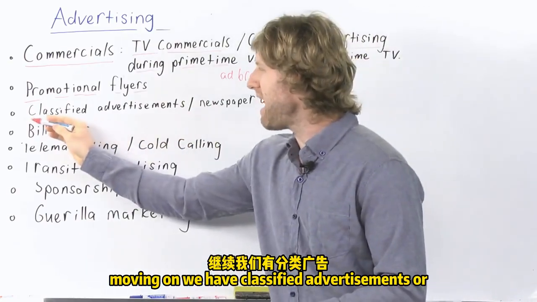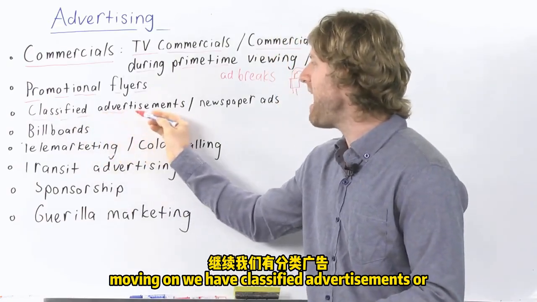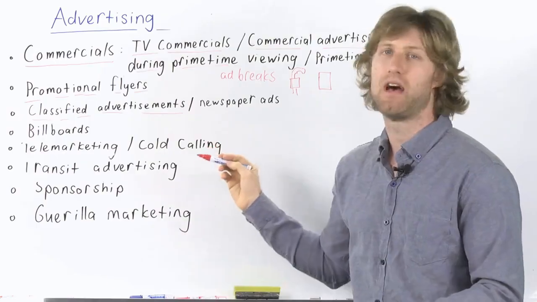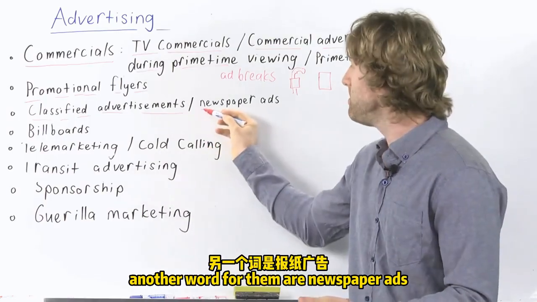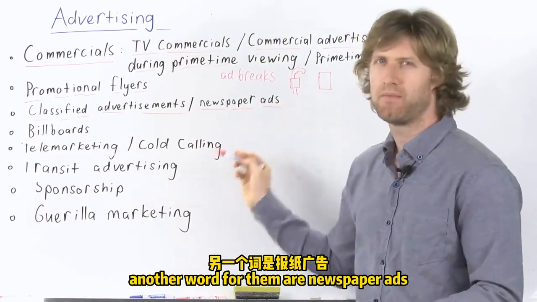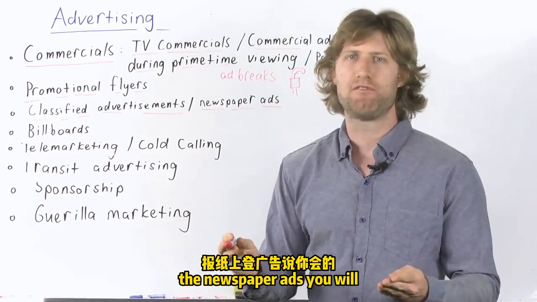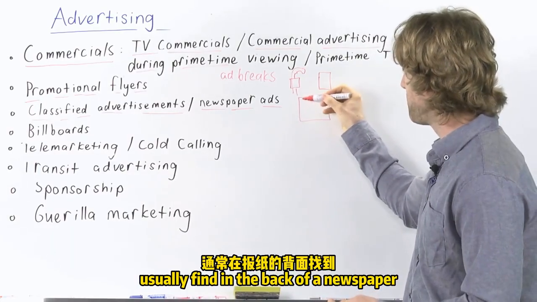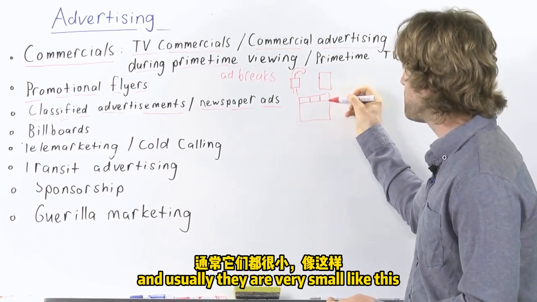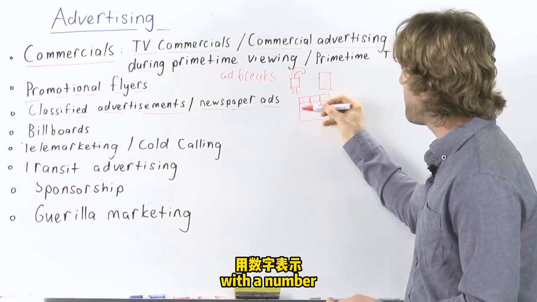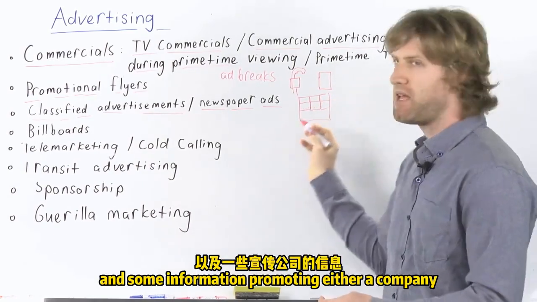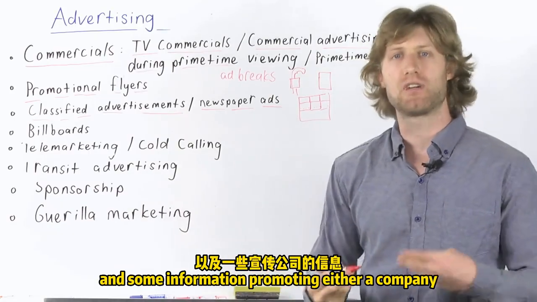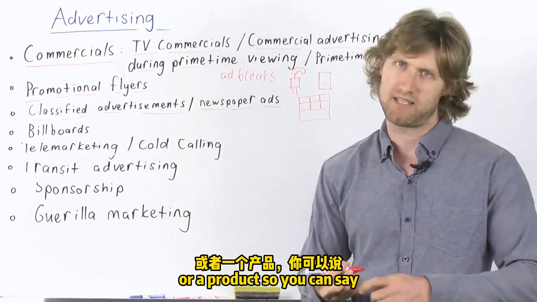Moving on. We have classified advertisements, or another word for them are newspaper ads. The newspaper ads you will usually find in the back of a newspaper, and usually they are very small like this with a number and some information promoting either a company or a product.